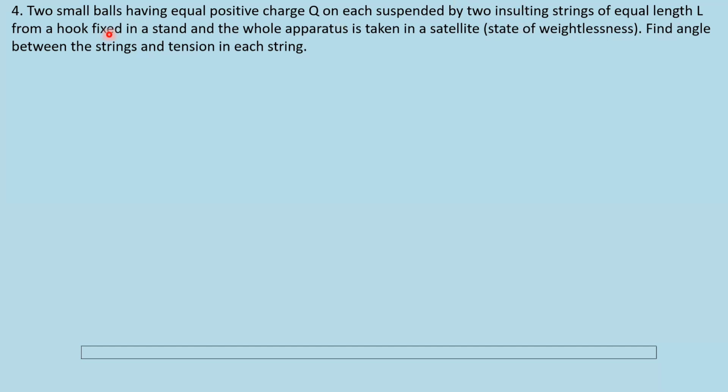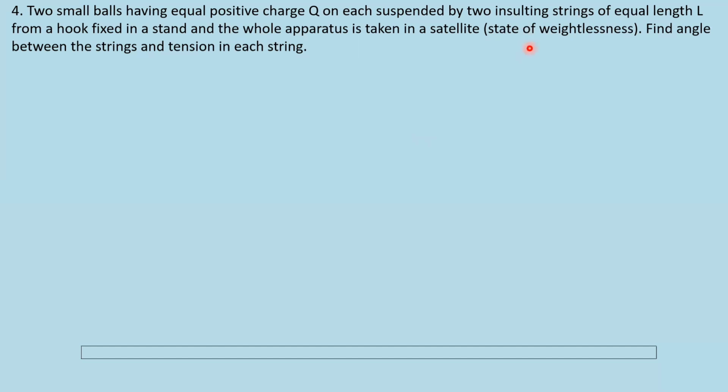Now, from a hook fixed in a stand, these two balls, which have plus Q charge, are suspended by two insulating strings of equal length L, and the whole apparatus is taken in a satellite. So this setup is taken to the satellite. This is what is said.